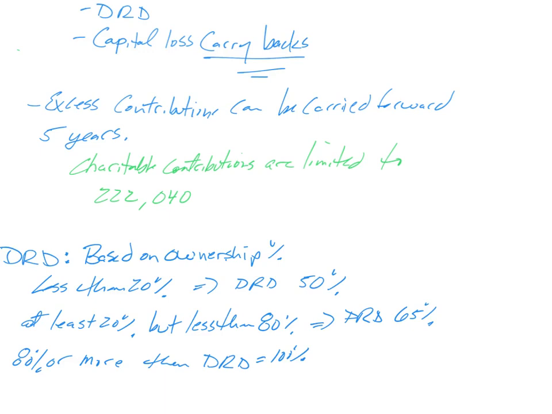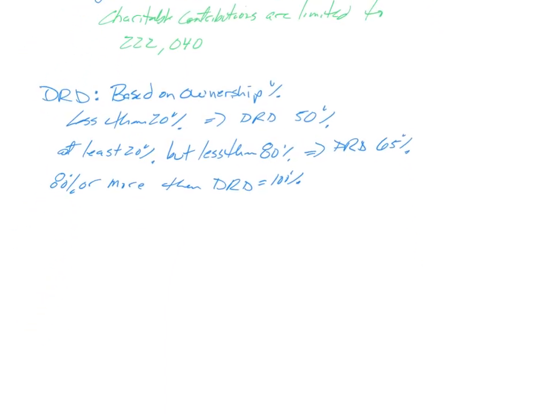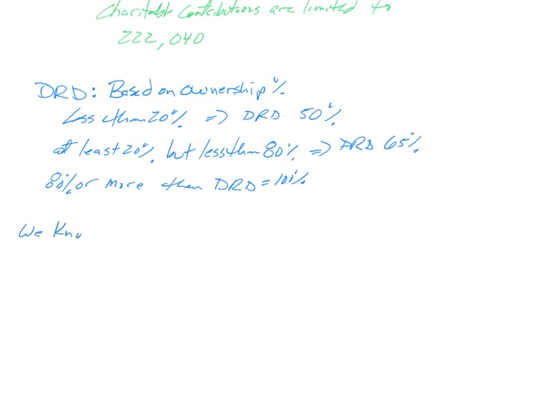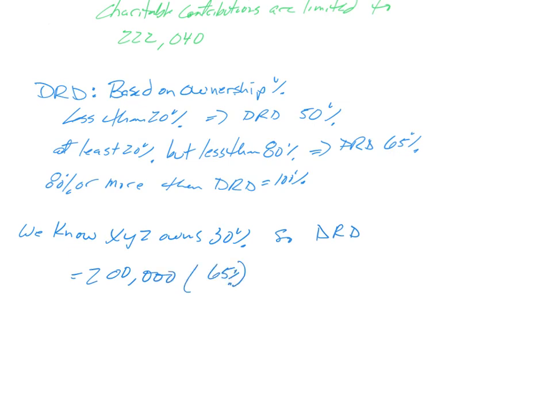We know that they were a 30%. Okay, so we know XYZ owns 30%, right? So the dividends received deduction equals their $200,000 dividend times 65%. Hold on, I'm going to erase and make that a little bit neater. So that is $130,000. And so that's their dividend received deduction.